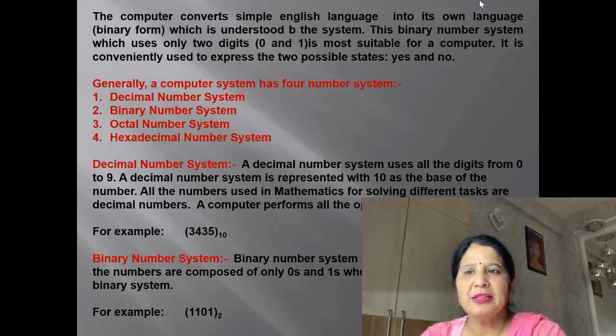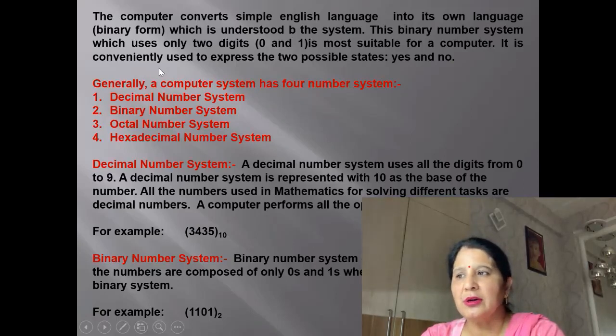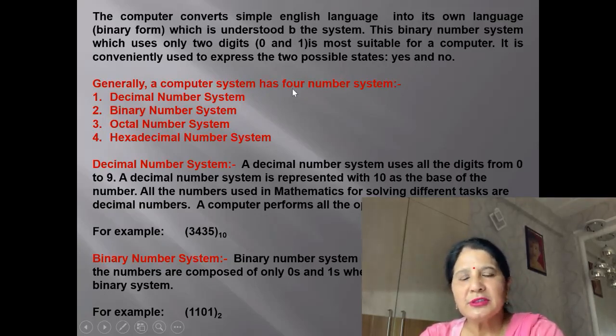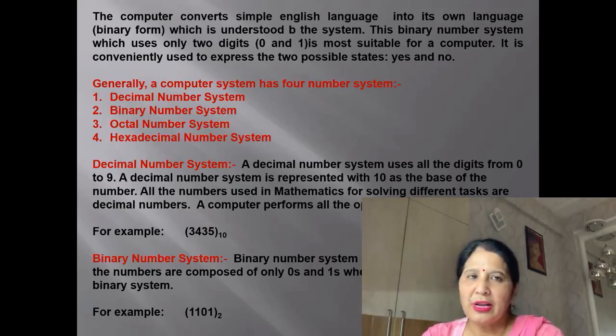So this binary number system, which uses only 2 digits 0 and 1, is most suitable for a computer. It is conveniently used to express the two possible states, yes and no. 1 means yes and 0 means no. Generally, a computer system has 4 number systems. First is decimal number system, binary number system, octal number system and hexadecimal number system.